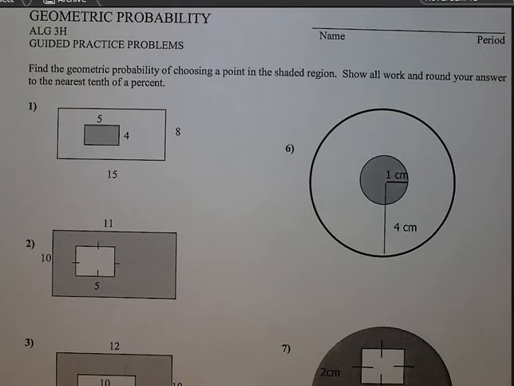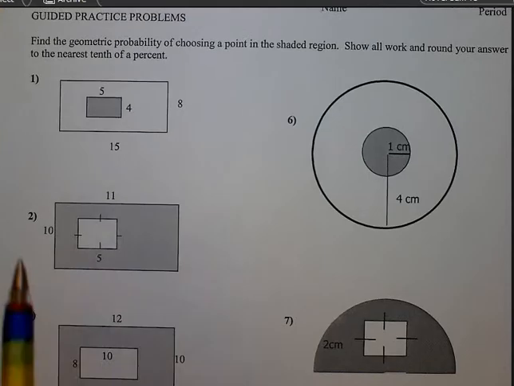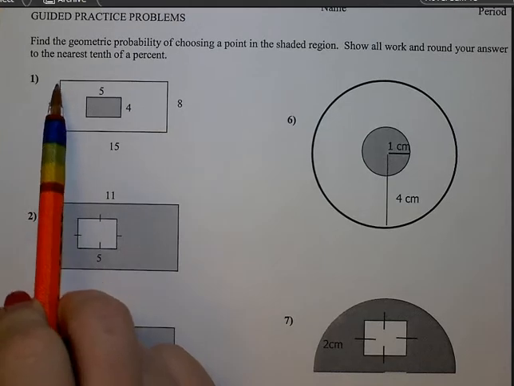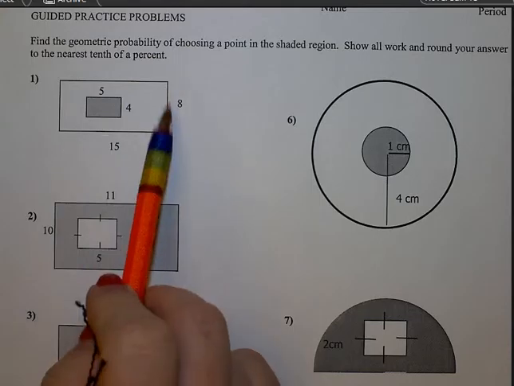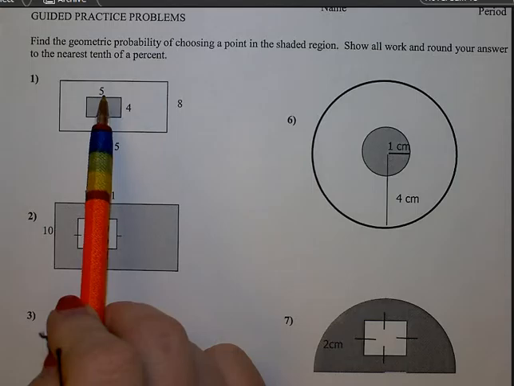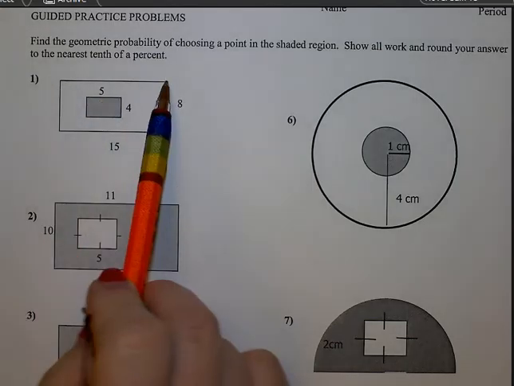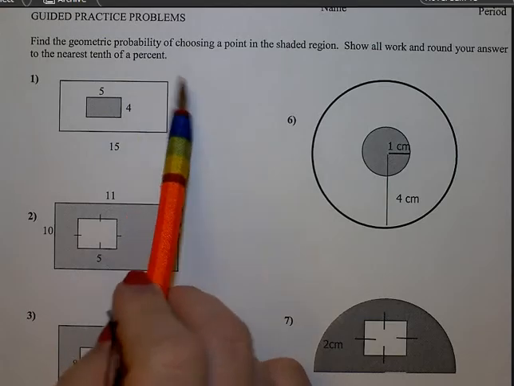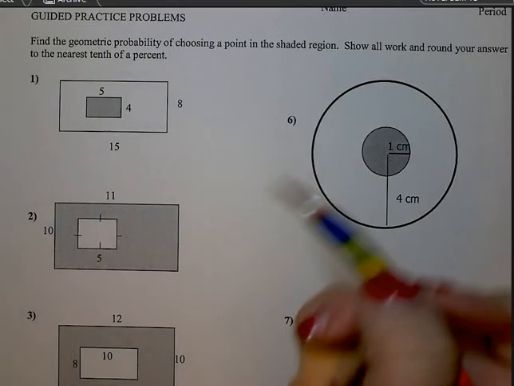Okay, for the guided practice problems, we are going to be asked to find the probability if you randomly choose a point within the larger region, what is the probability of it landing within a shaded region? So, guarantee that you choose a point within the larger region, and if you randomly choose a point, what is the chance it actually lands in the shaded region? Okay, so here we go with the smaller regions.